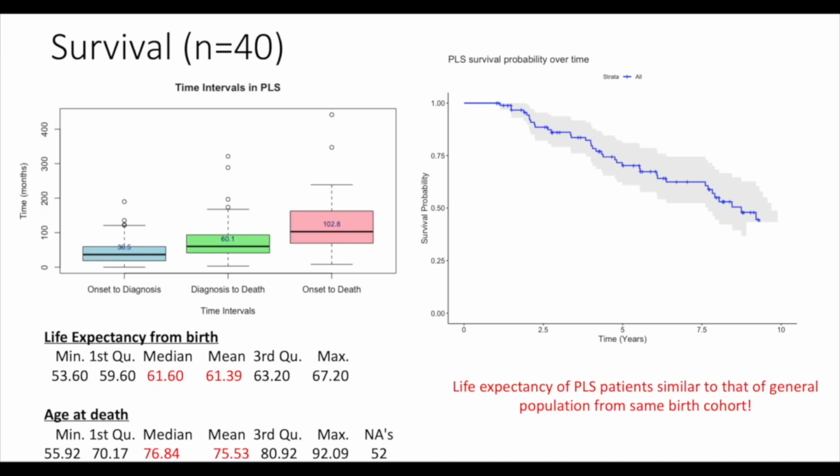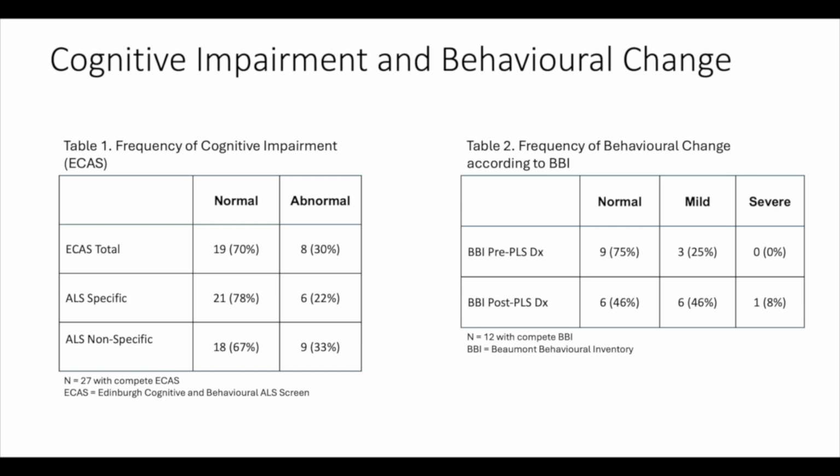They have some cognitive change. This is our data from using ECAS and also looking at behavioural change using the Beaumont Behavioural Inventory. And we're looking at people before they had their PLS diagnosis based on caregivers and after. And they have mild behavioural change, not great behavioural change, but they do have cognitive change, which is both ALS specific and ALS non-specific.